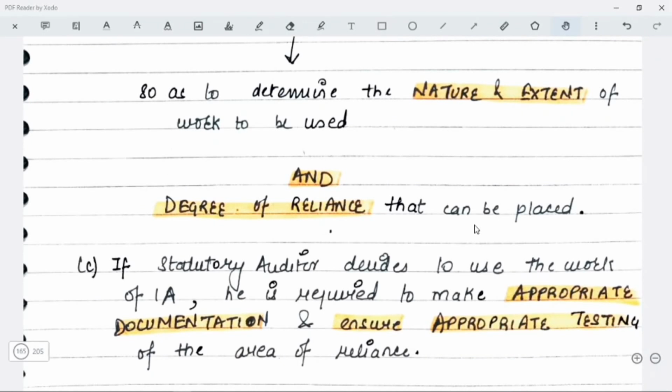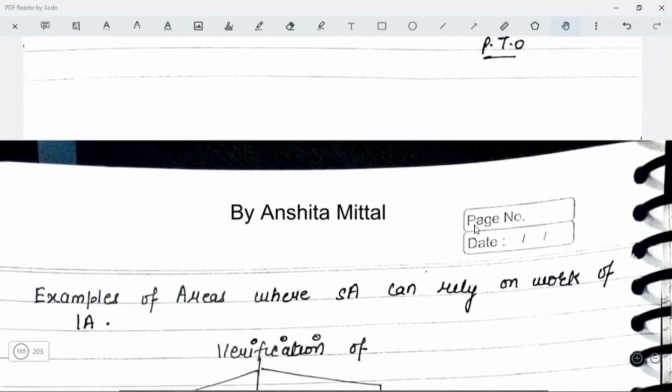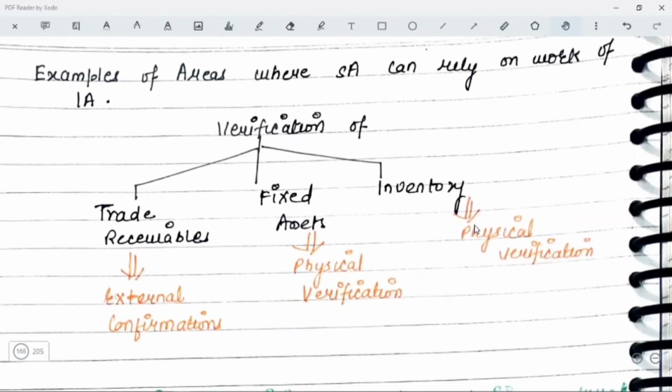If the statutory auditor decides to use the work of internal auditor, he is required to make appropriate documentation and he has to also ensure appropriate testing of the area of reliance, because relying on the work of internal auditor does not relieve you from your responsibilities. You can use his work, but it does not mean that you will not be responsible for the work which is being done by him.